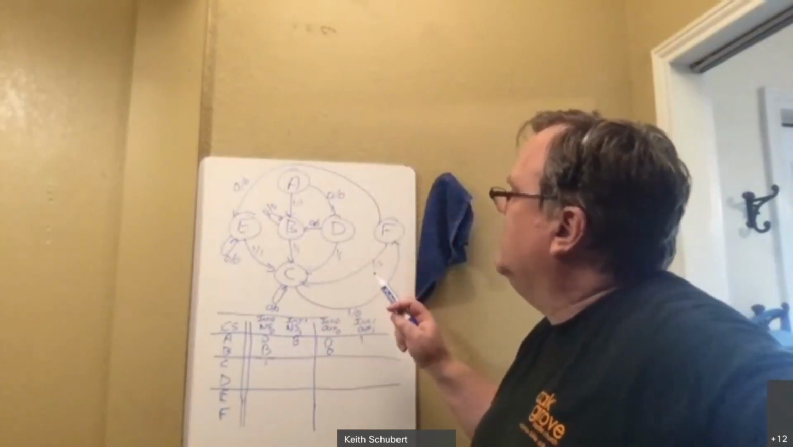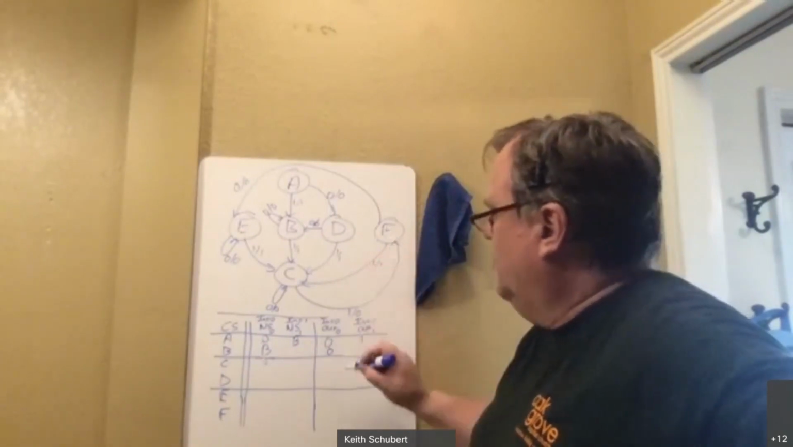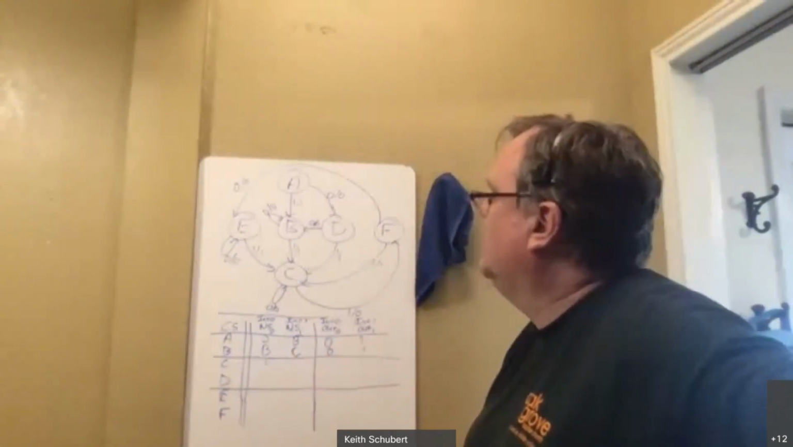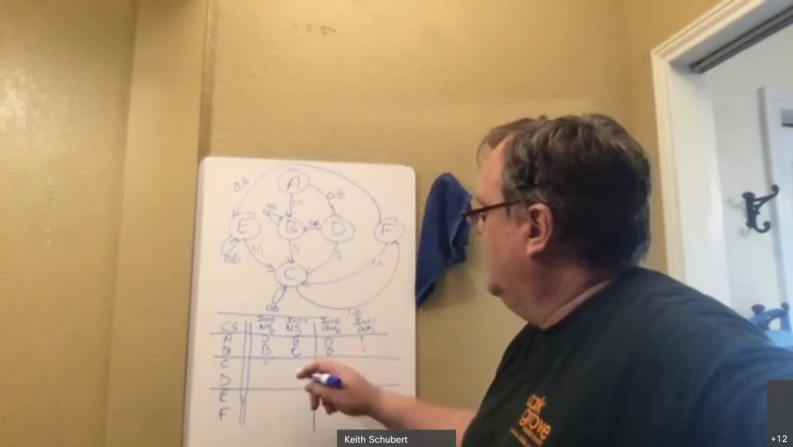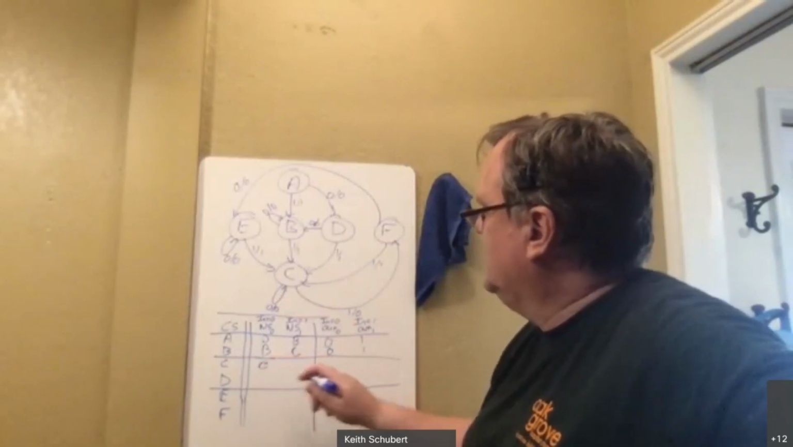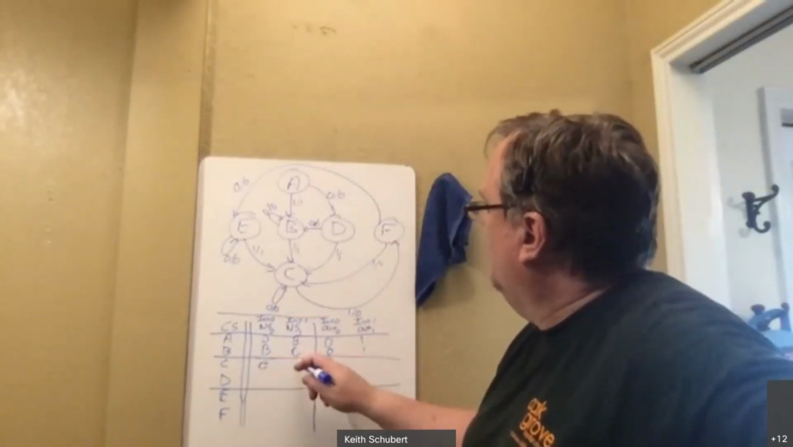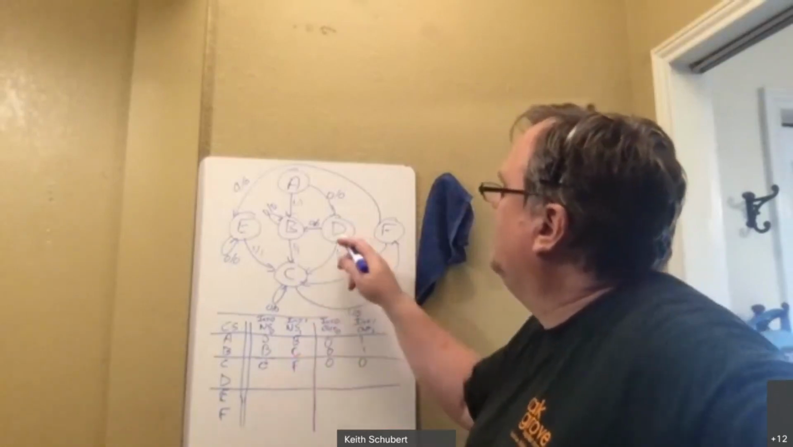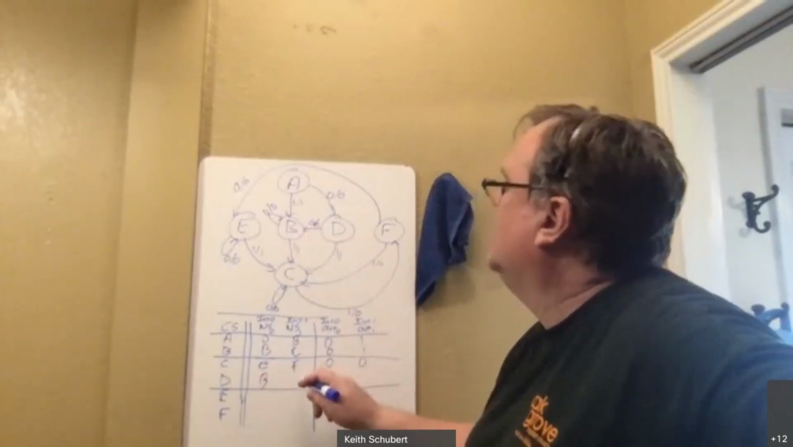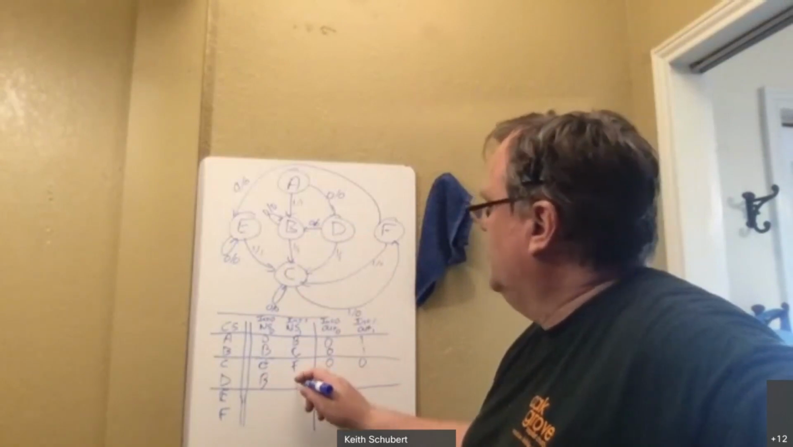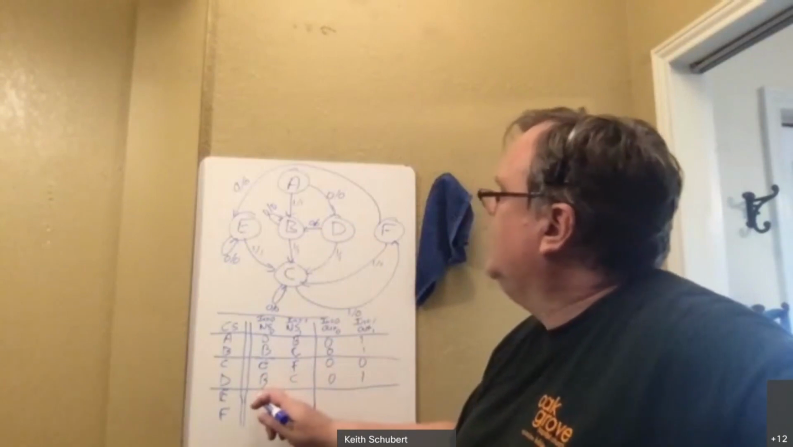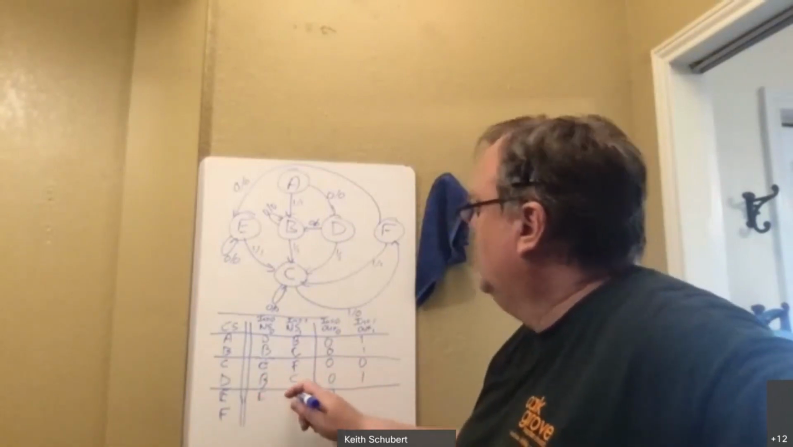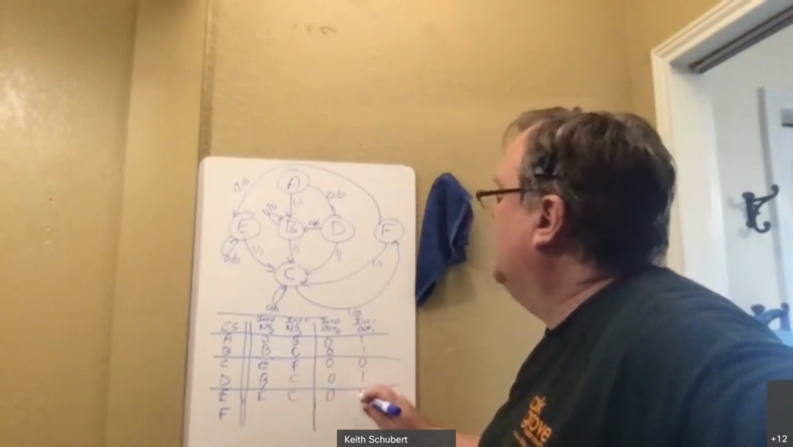On C or one, I output a one and I go to C. And if I'm at C on a zero, I stay at C and I output a zero. And C on a one goes to F and outputs a zero. And D on a zero goes to B, outputting a zero. And D on a one would go to C and output a one. E on a zero stays at E, outputs a zero, and E goes to C, it's a one and a one.